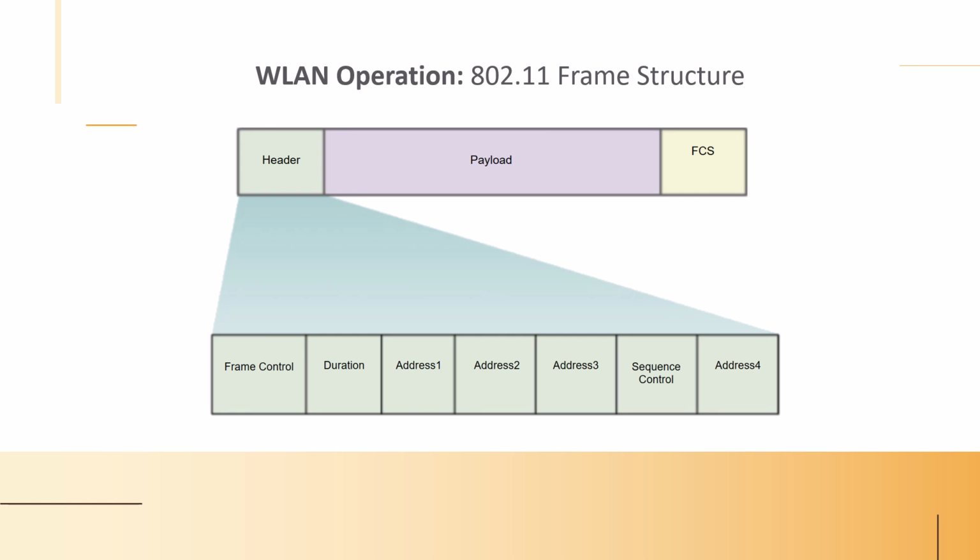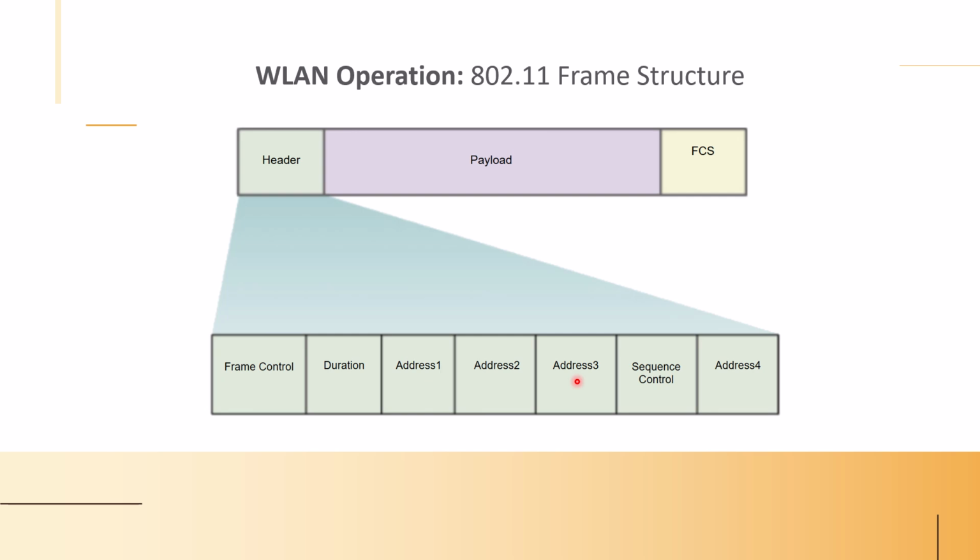From a wireless device, we have address 1, which is the MAC address of the access point, the receiver address. Address 2 is the transmitter address, the MAC address of the sender. And address 3 is the MAC address of the destination, which could be a wireless device or a wired device.